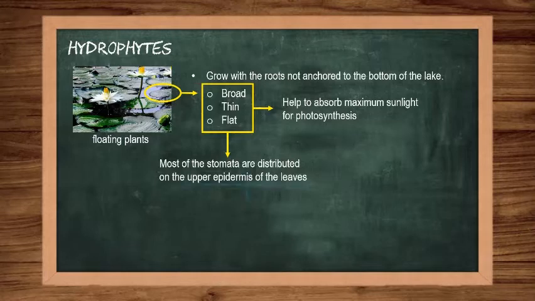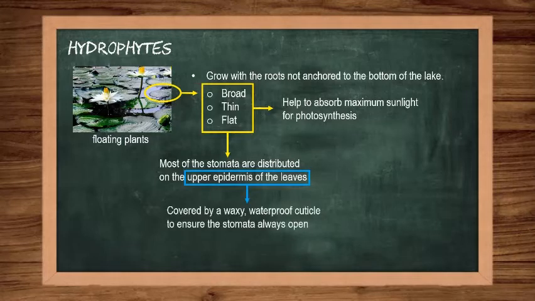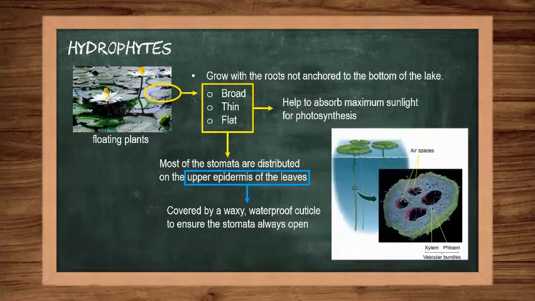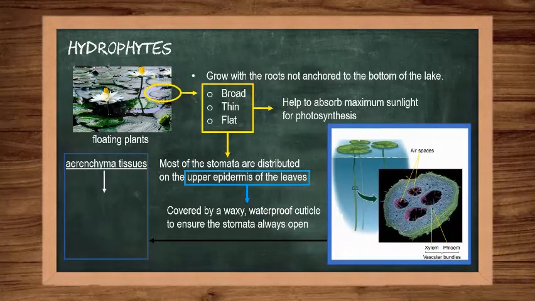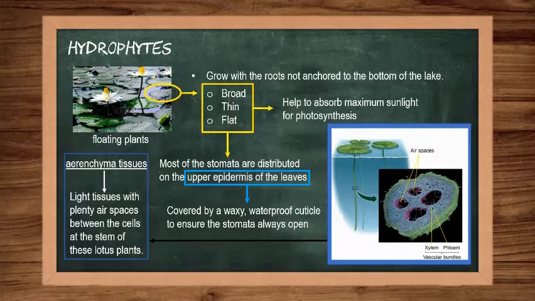The upper epidermis is covered by a waxy, waterproof cuticle to ensure the stomata are always open. The floating plants have aerenchyma tissues, which are light tissues with plenty of air spaces between the cells at the stem of these plants.